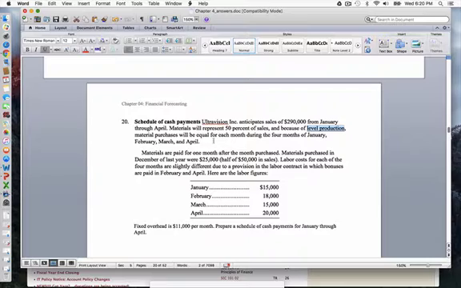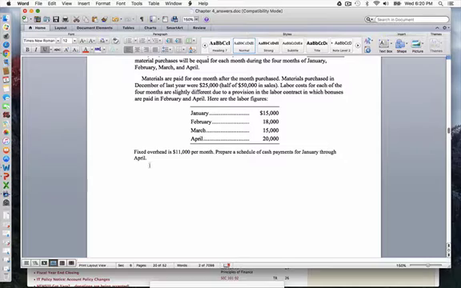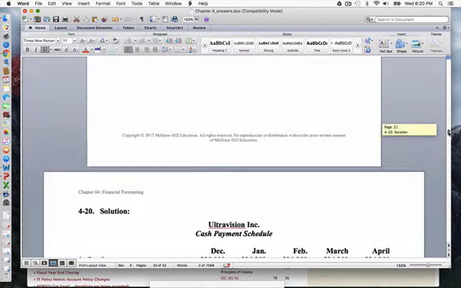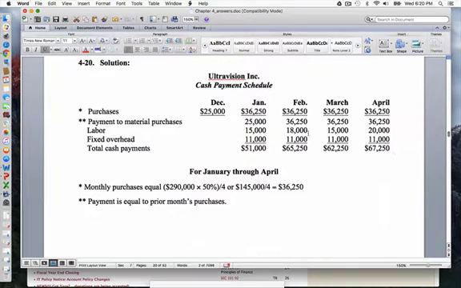This is what it says here. Materials are paid a month after the sales, and you need the information from December to do the January here. Labor costs are different, and we have a schedule just given. We consider this labor cost. And fixed overhead is 11,000 per month, equal. Prepare a schedule of cash payments. That's the application here. Let's see what we have.